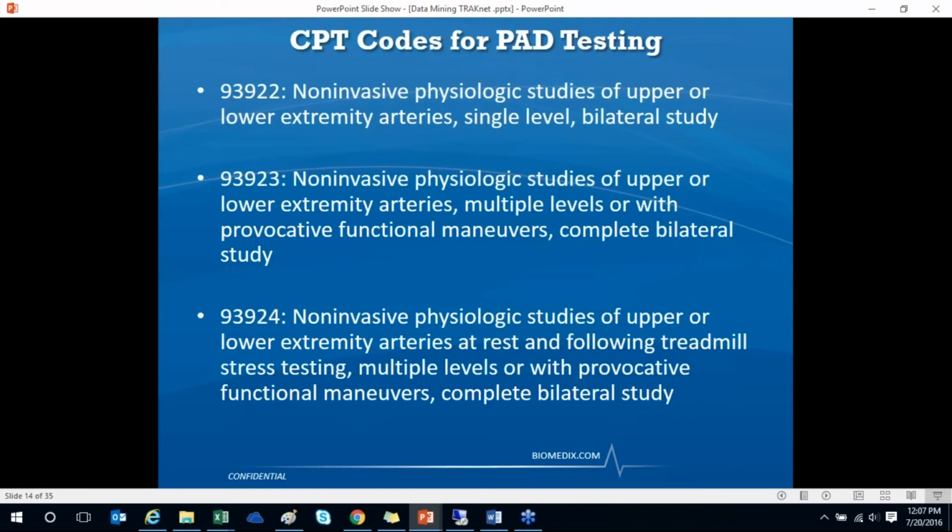And then we have CPT code 93924, which can be billed if you perform the study at rest and again post-exercise. And this generally pays around $150.